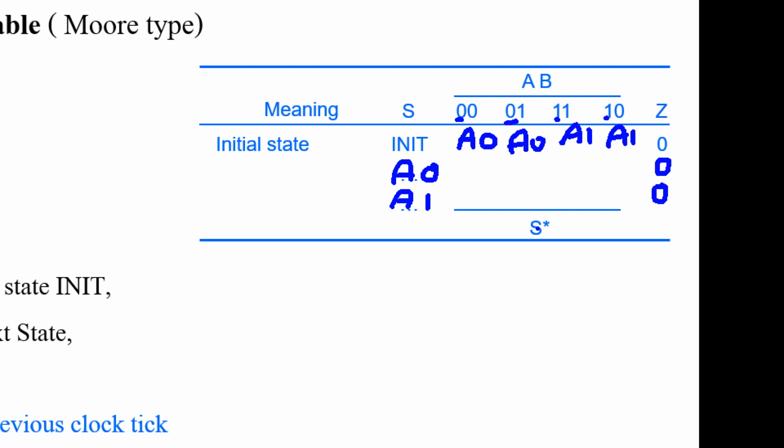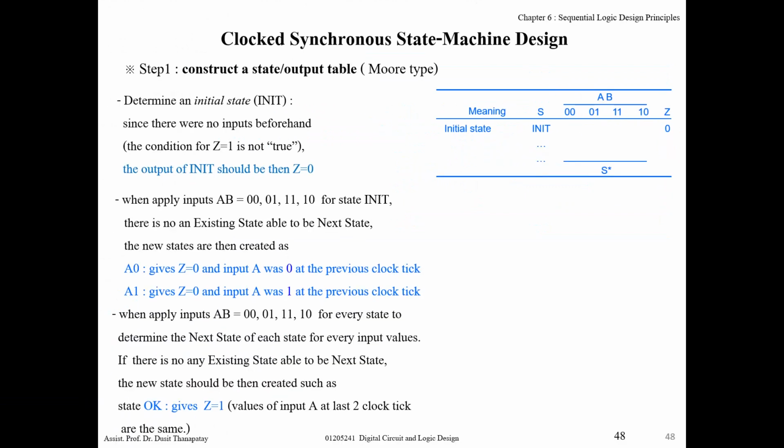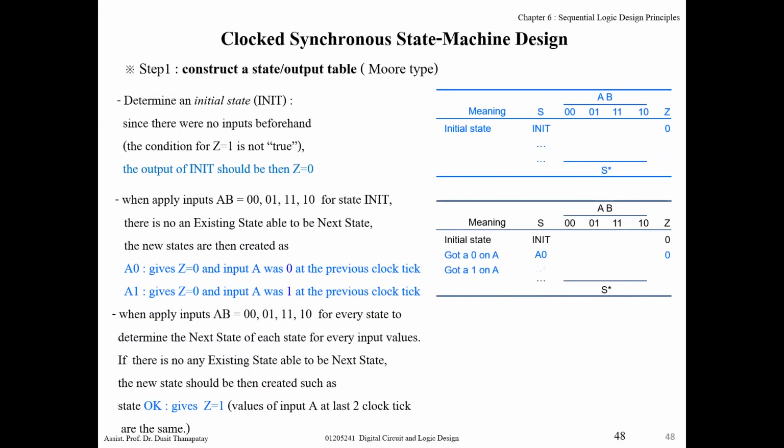Okay. And then at state A0, when the clock ticks and input AB is 0, 0, now A is 0 again, so it should go to a state where output is 1, right? But up to now, there is no state where output is 1. So you should define a new state that gives logic 1 output. In this case, maybe state OK. Okay, I define the new state. Something like this.